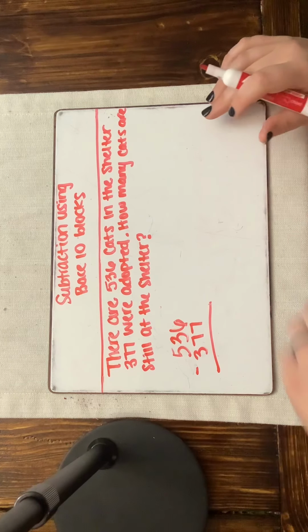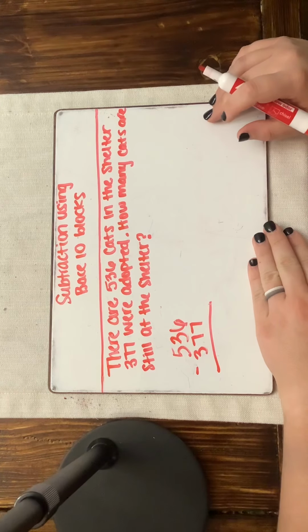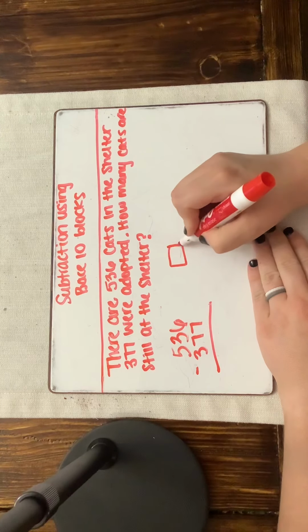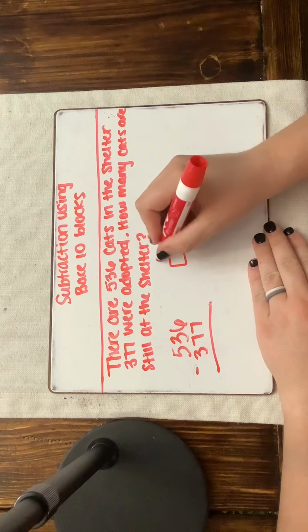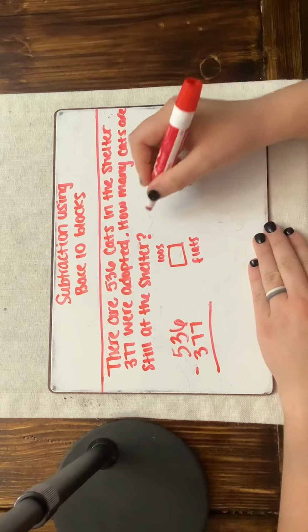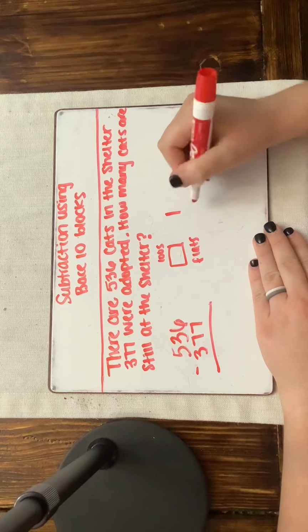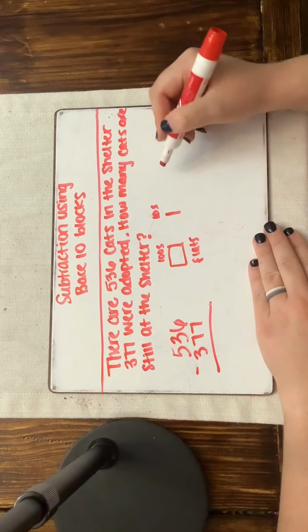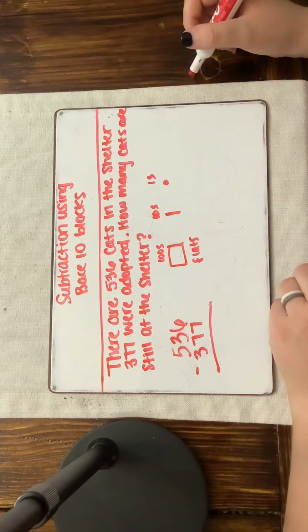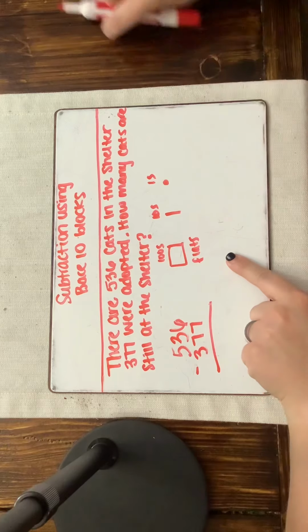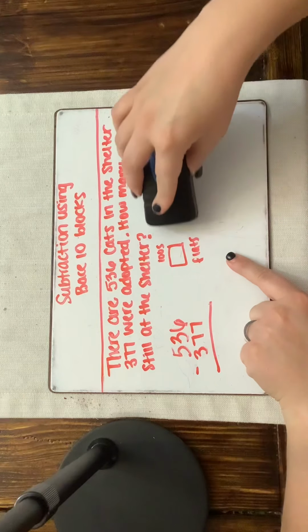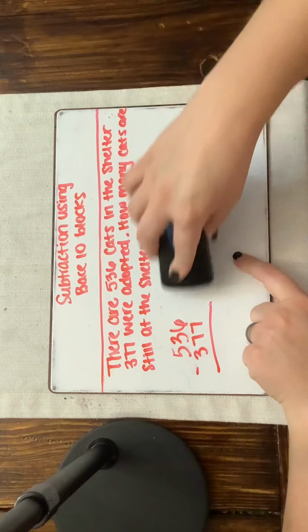So to do this using base 10, we can use squares for our hundreds place, or flats. We can use a tally for the tens, a dot for the ones. So now that we know that, let's use that to draw out our problem.